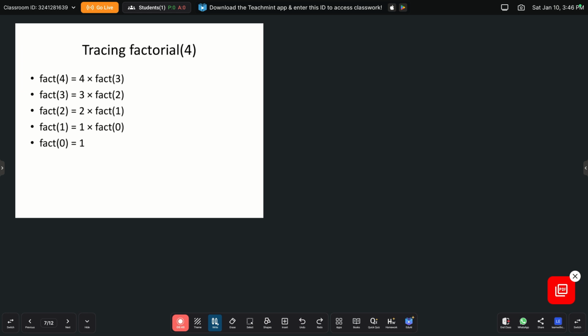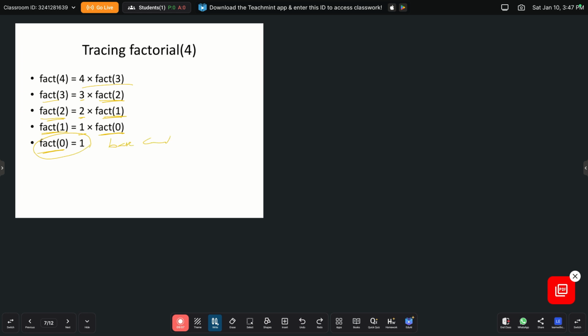Same thing, as I already explained. What is fact of 4? 4 into fact of 3. What is fact of 3? 3 into fact of 2. What is fact of 2? 2 into fact of 1. What is fact of 1? 1 into fact of 0. What is fact of 0? This is equivalent to the base condition.